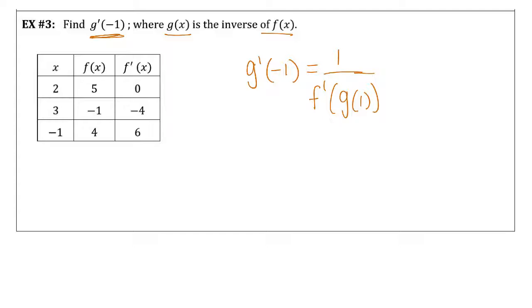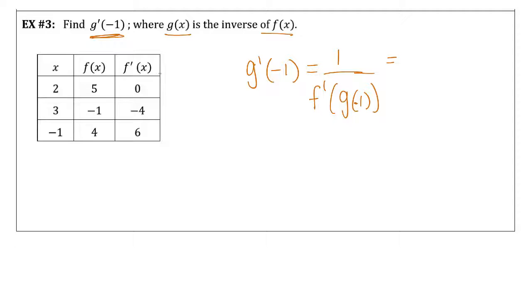And so now we need to be able to read our chart. If I'm looking for g at -1, then I need to go through here seeing where not necessarily an x value is -1, but a y value is -1.